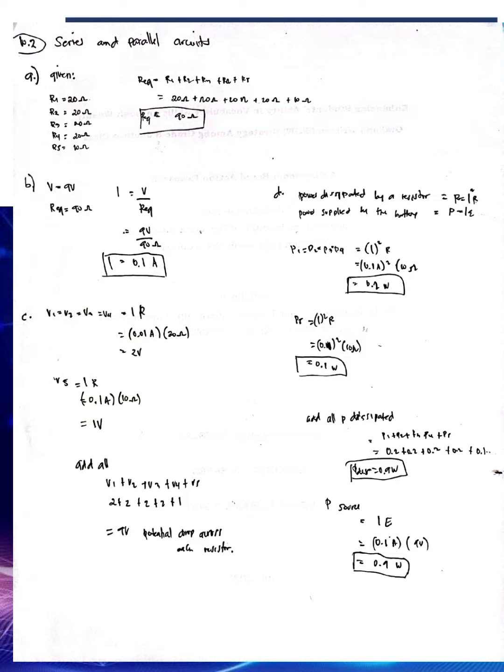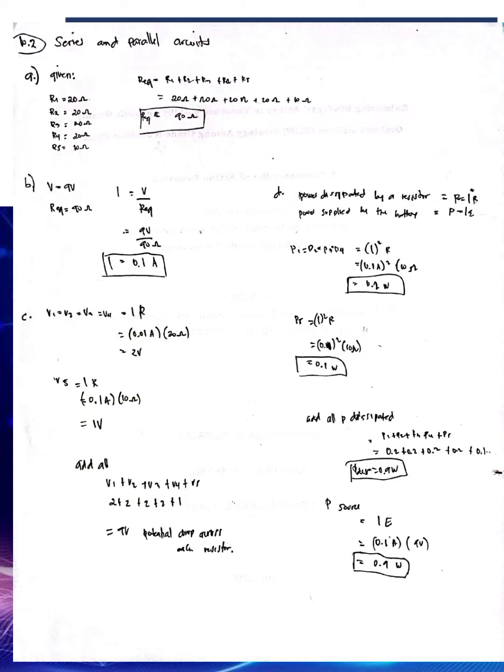So how do we solve this problem? Since they are connected in series, we just add them in the normal way. Add resistance 1 up to resistance 5: 20 ohms plus 20 ohms plus 20 ohms, and the last 20 ohms plus 10 ohms. So we have 90 ohms.